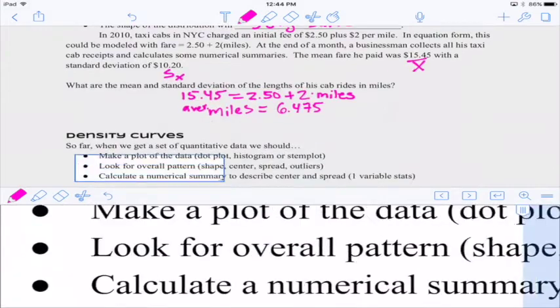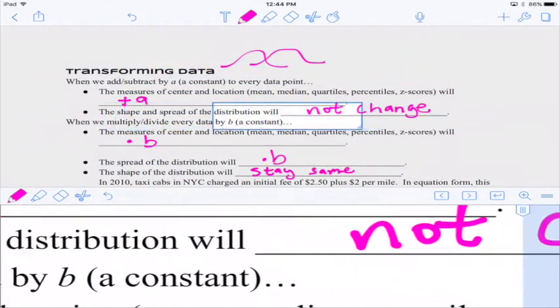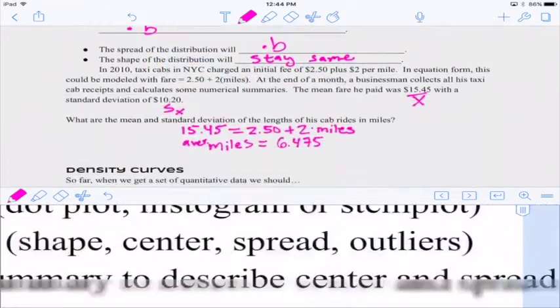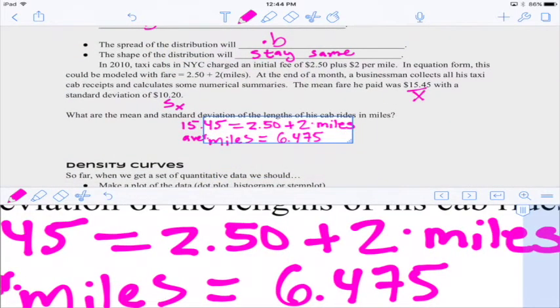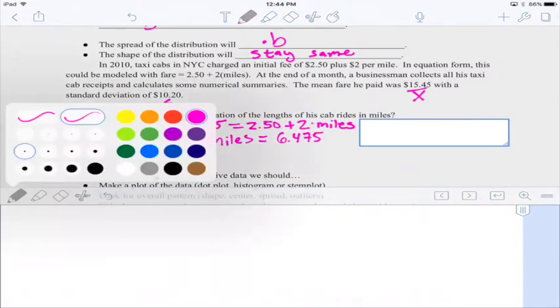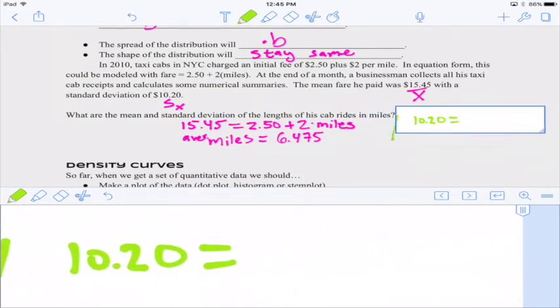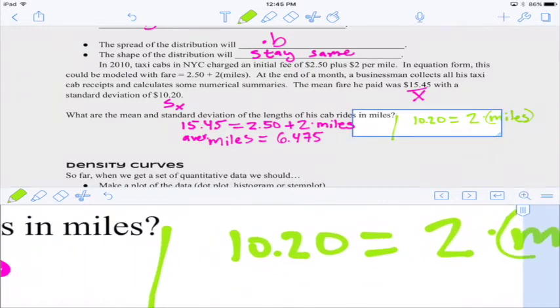But it's also asking us for the standard deviation. That's not a measure of center, that's a measure of spread. So if we add that 250, that's not going to do anything. So for our standard deviation, our equation is almost the same. However, we have our 1020 for the standard deviation, and this 250 is not going to do anything, so I'm not going to include it. But this multiplier of 2 times the number of miles will affect the standard deviation.